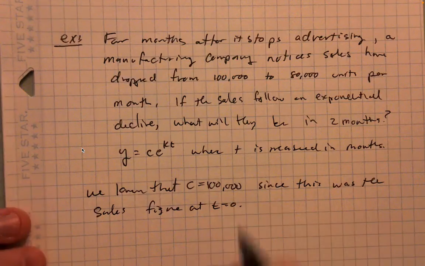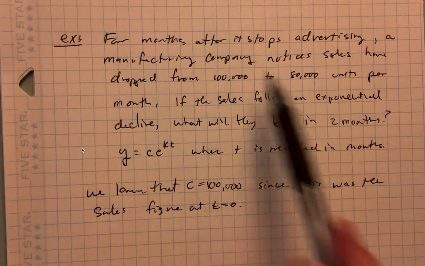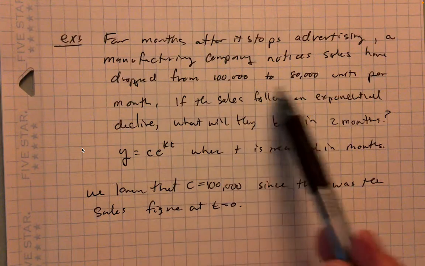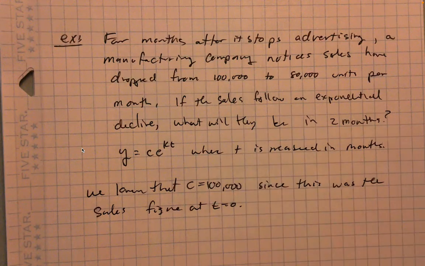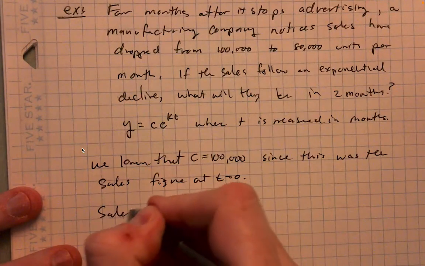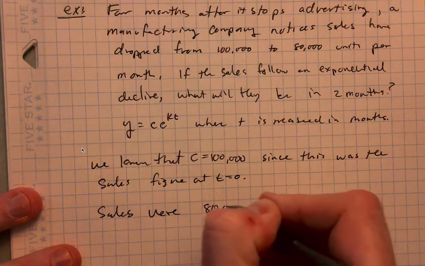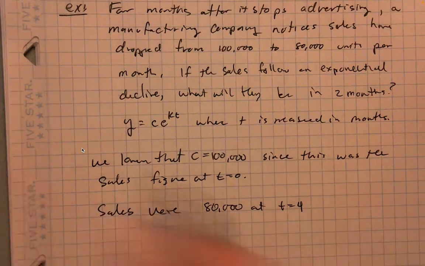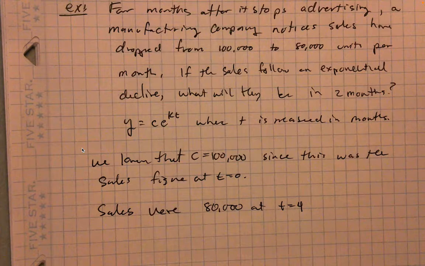All right, that's kind of given, right? I guess it's sort of cloaked in the wording here, but it does say sales dropped from 100,000 to 80,000 units per month. And so they noticed over a 4-month period that the sales went from 100,000 to 80,000. So the implication there is that at time t equals 0, sales were 100,000. Okay, and sales were equal to 80,000 at t equals 4.